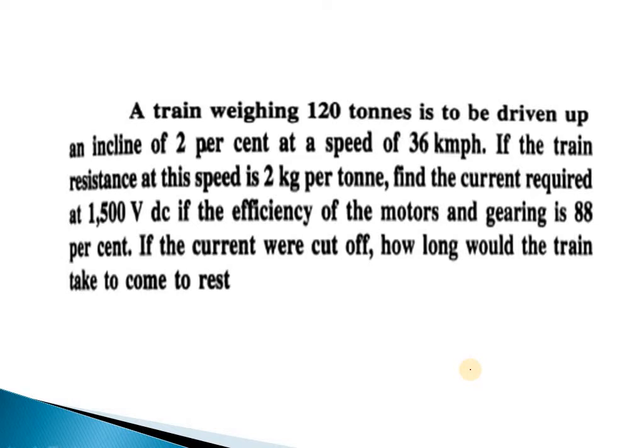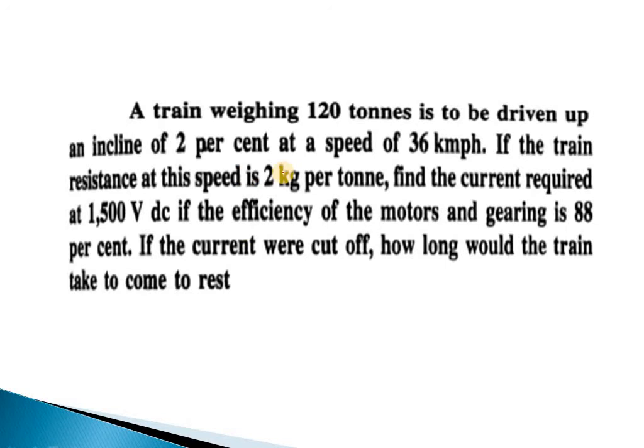In this problem, first it is given a train weighing 120 tons is to be driven up an incline of 2% at a speed of 36 km per hour. If the train resistance at this speed is 2 kg per ton, find the current required at 1500 volt DC if the efficiency of the motor and gearing is 88%. If the current were cut off, how long would the train take to come to rest?